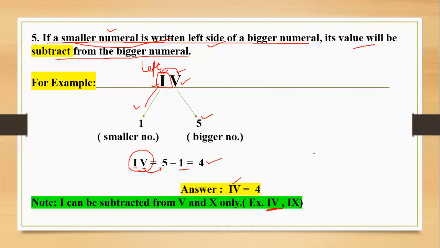Now we have to look at 9. So if you are writing IX, and I has been written on the left side of the bigger value X, and X is representing 10 and I is representing 1, what we have to do is subtract the smaller from the bigger number. So we have to subtract 10 minus 1 is equal to 9. So IX is representing 9.